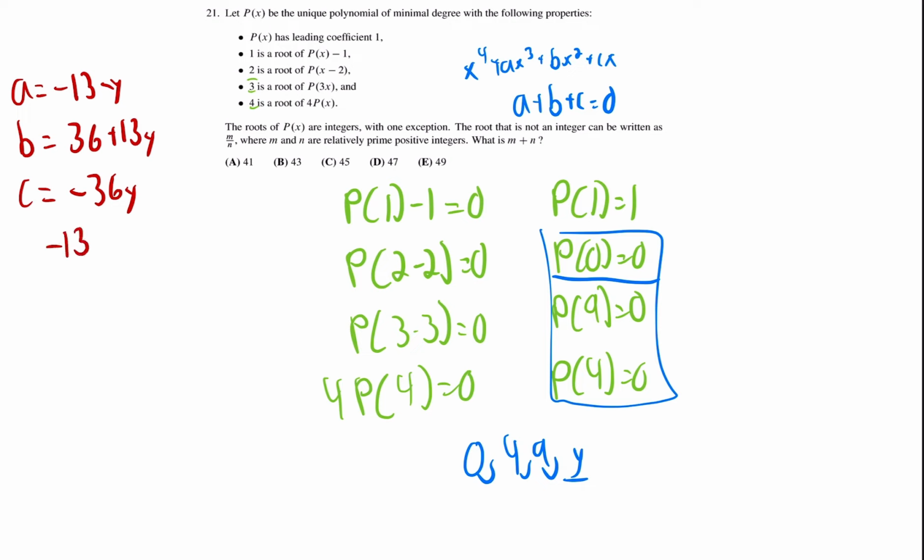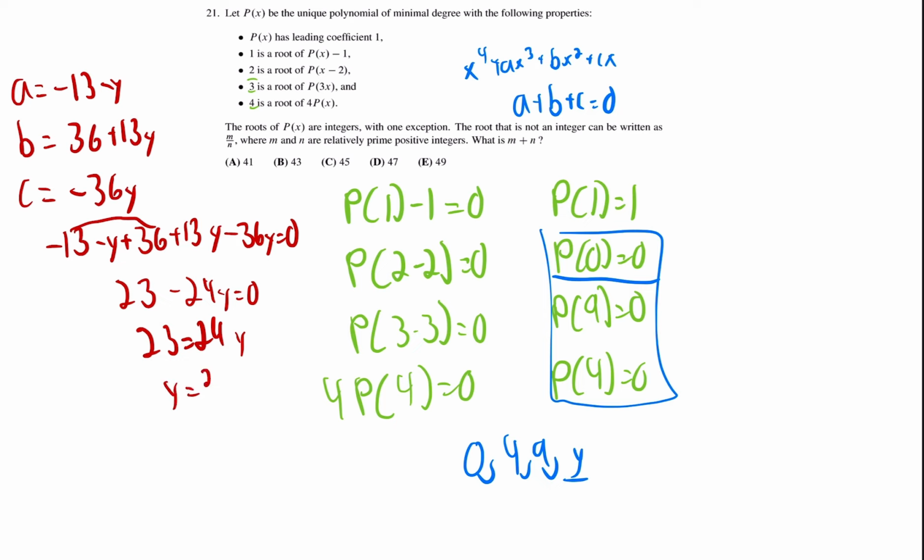So negative 13 minus y plus 36 plus 13y minus 36y is equal to 0. Solving, we have 23 minus 24y is equal to 0. So then, therefore, we know that 23 is equal to 24y, so y is equal to 23 24ths. And so that's the other root. So then 23 plus 24 is 47.